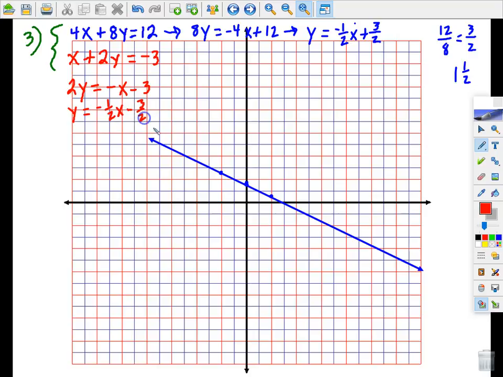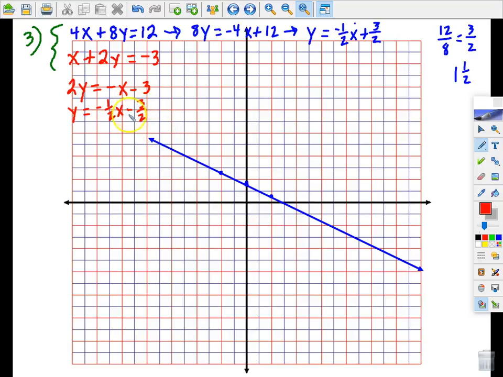And something interesting happens. I notice that when I compare the red equation and the blue equation, they have the same slopes. And we know from our past experience that when lines have the same slopes, they are parallel to each other. They will never cross. So we do need to go ahead and sketch the graph.